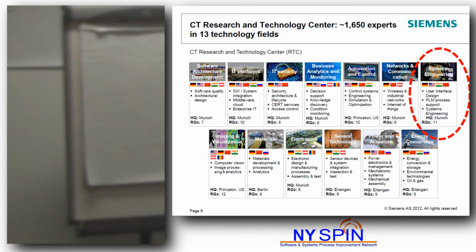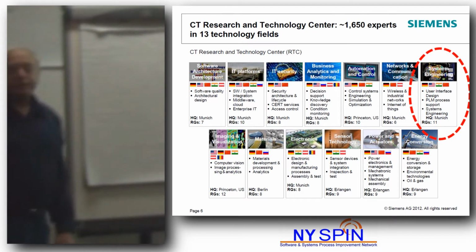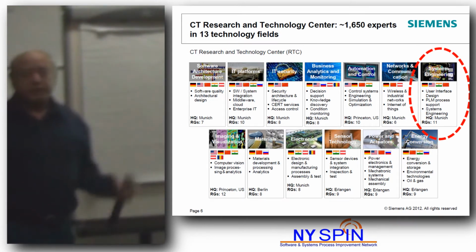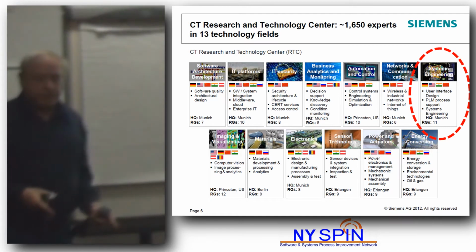And here's corporate technology, and you can see we have lots and lots of different areas where we work. We're across the board. And I am over here in systems engineering. Because requirements engineering is considered to be, for any of you who studied it, the first part of the life cycle for systems engineering.